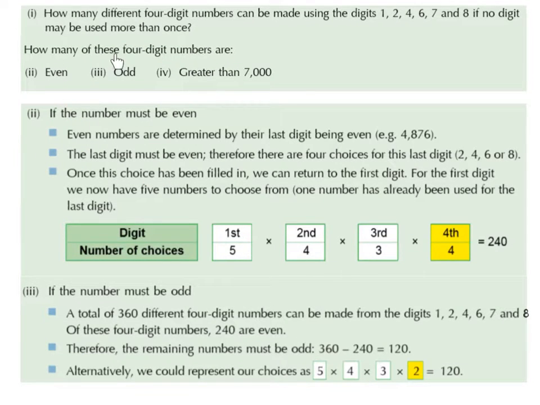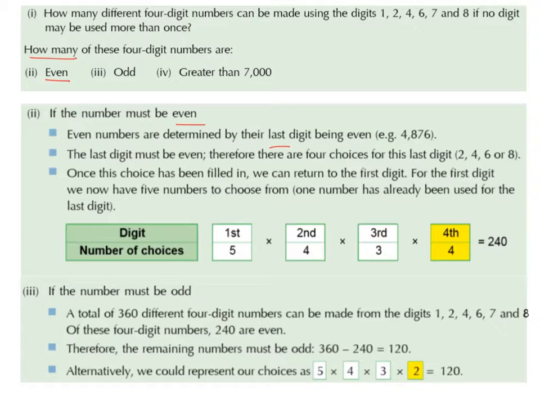So how many of these 4-digit numbers are even? If the number must be even, even numbers are determined by their last digit being even. So of the numbers we have in the list, the even numbers are 2, 4, 6, and 8. So if we want to find out how many of these numbers are even, then the last digit has to be 2, 4, 6, or 8.